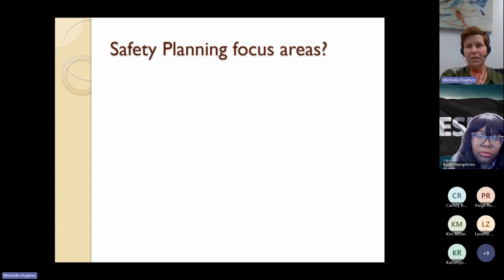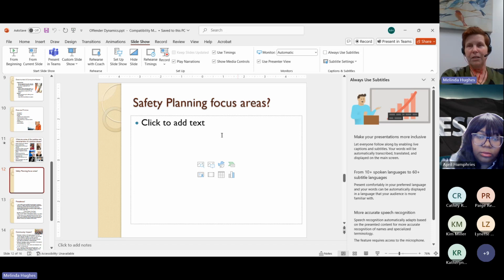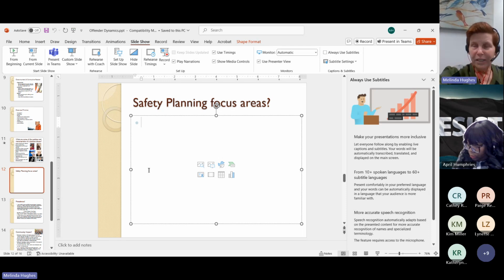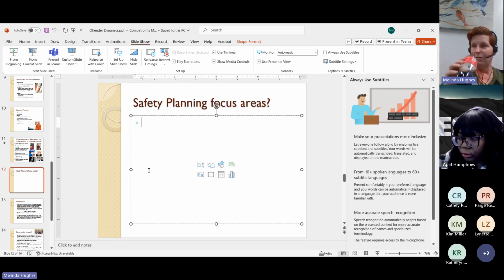So when we talk about, we're working with real people, real lives, right? So when we think about safety planning with your clients, what are some of the safety planning focus areas, things that you have worked with clients on to hopefully increase their safety?